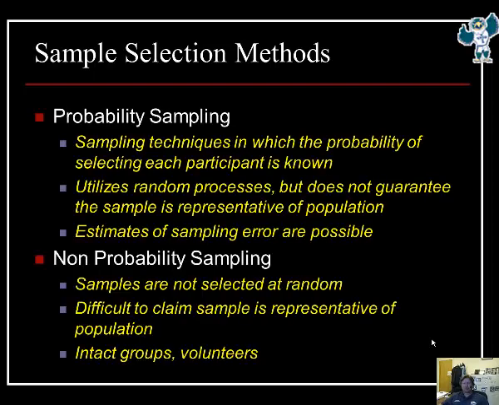As opposed to non-probability sampling, this is when samples are not selected at random. It's very difficult to claim the sample is representative of the population. And in non-probability sampling, we're often talking about intact groups and volunteers. We can do better than that. Probability sampling and the different techniques in probability sampling are usually the way that we want to go in selecting our sample.